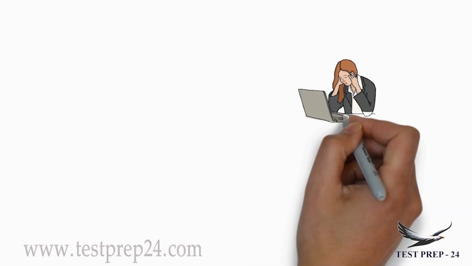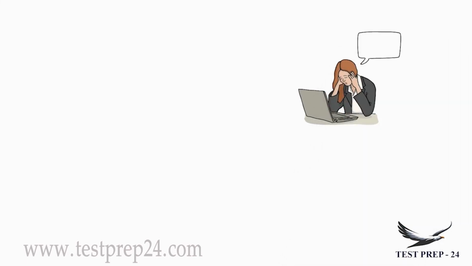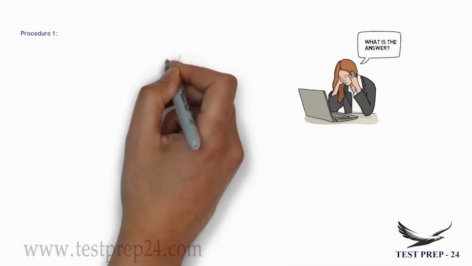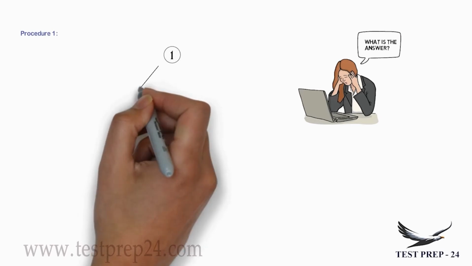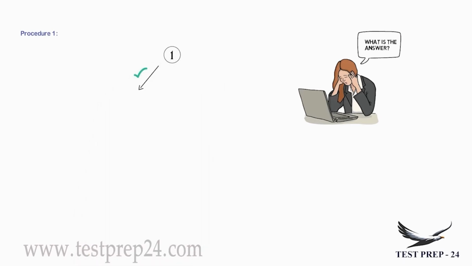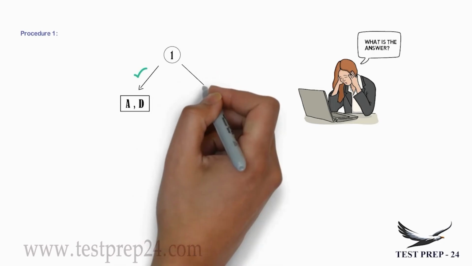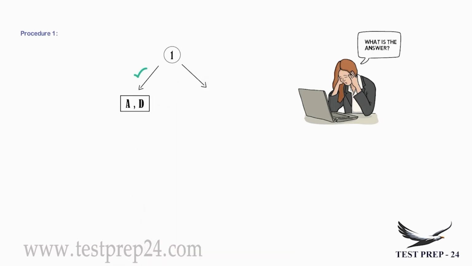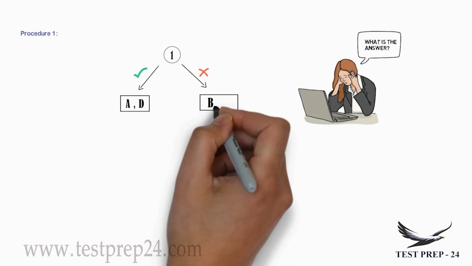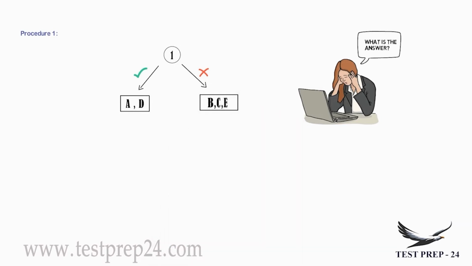Now, whenever you solve a question, what should be your approach? First, you have to look at statement 1. If statement 1 is sufficient, your options can be either A or D. Similarly, if statement 1 is insufficient, your answer choices will be B, C or E. Now, say statement 1 is sufficient. What do you have to do? You have to check the second statement alone.